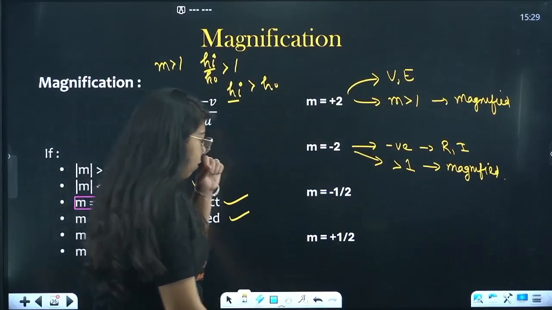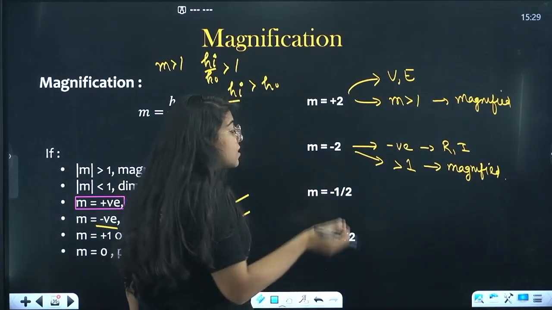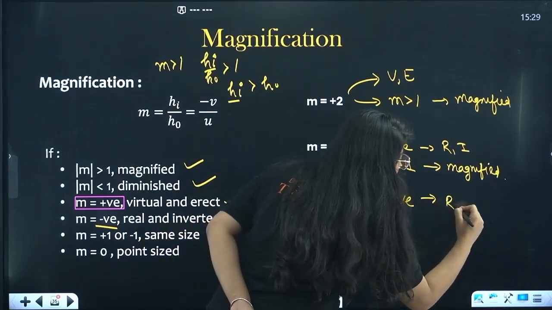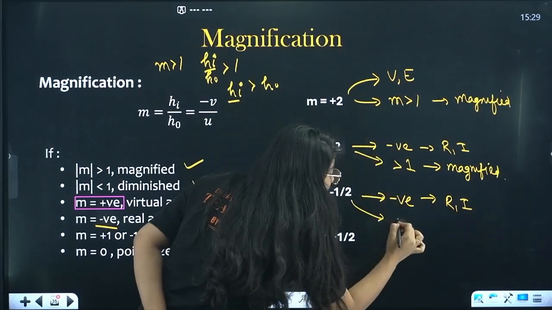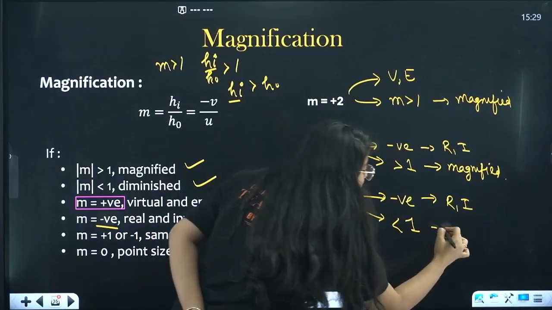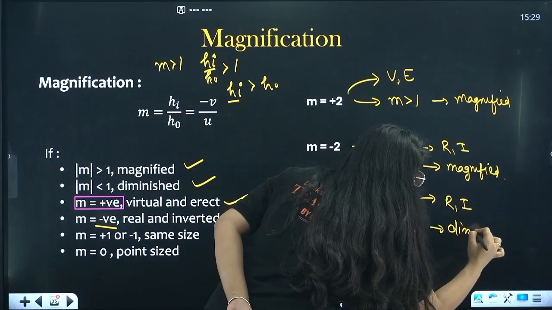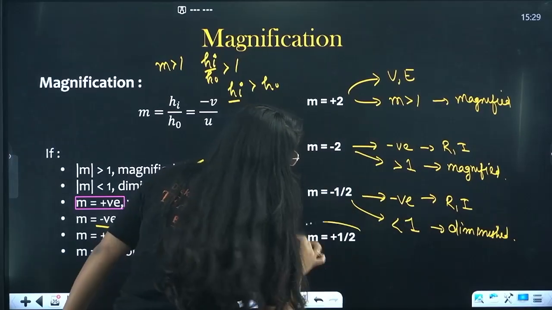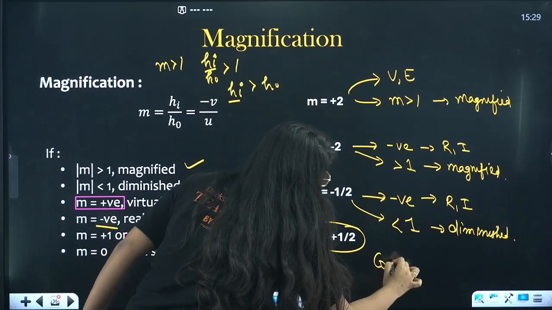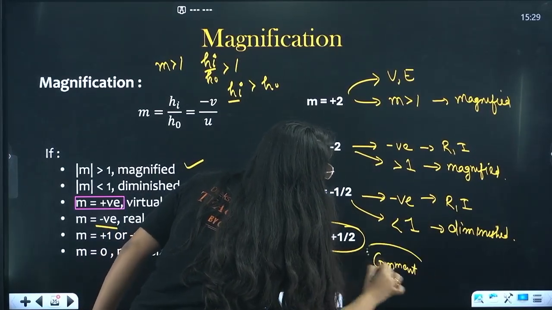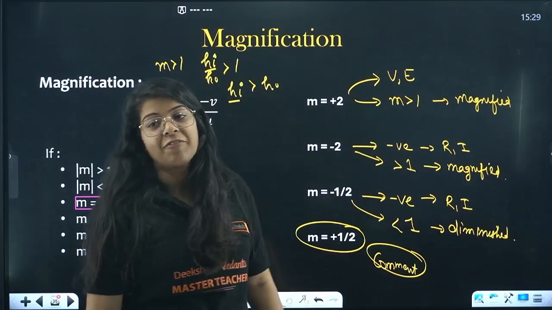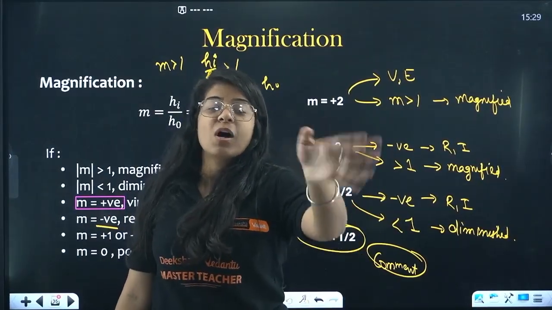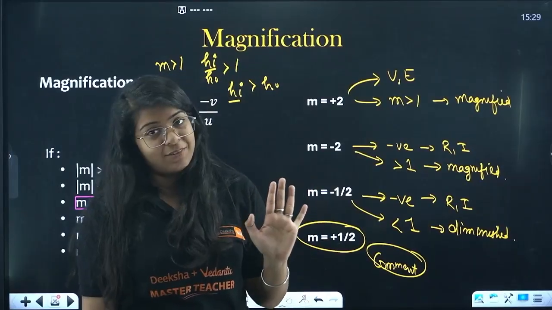Now this is minus half. It is negative, so real and inverted, but this is less than 1. Less than 1 means the image is diminished. Now you tell me in the comment section: what will m equal to plus half be? Will it be magnified or diminished? Will it be virtual or real?